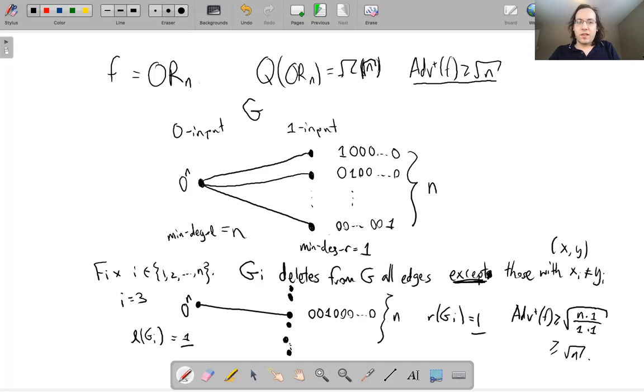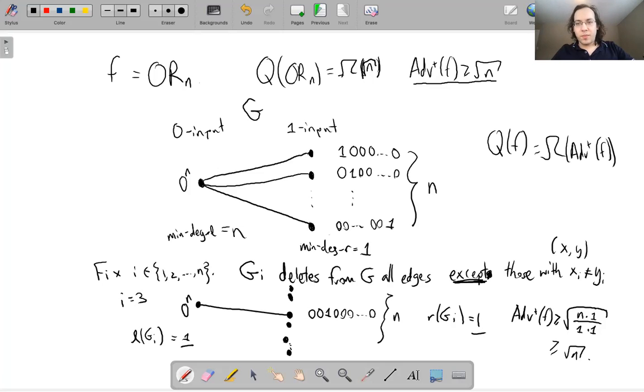Okay, and because we are claiming that Q of f equals omega of adv plus of f, we didn't prove this, but then we proved a root n lower bound up to constant factors on quantum query complexity. So we proved that Grover search is tight, basically. All right, so this is how you use the positive weighted adversary bound.